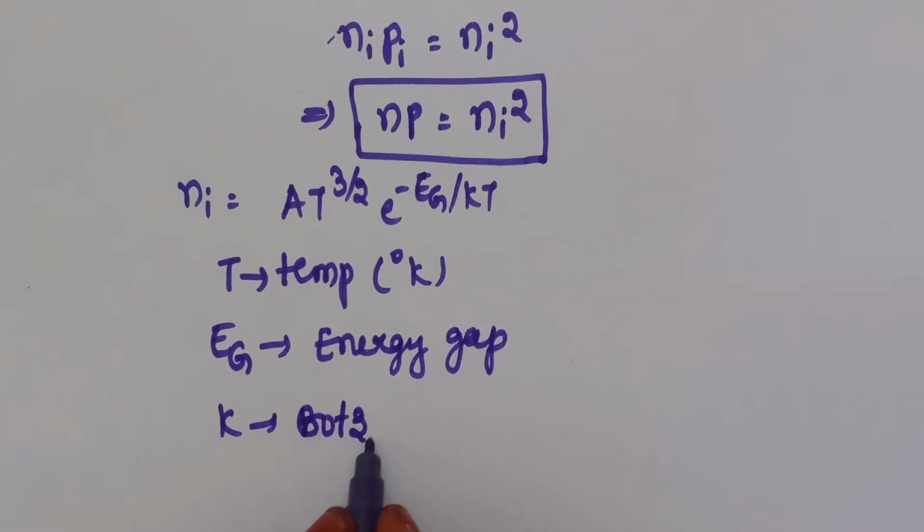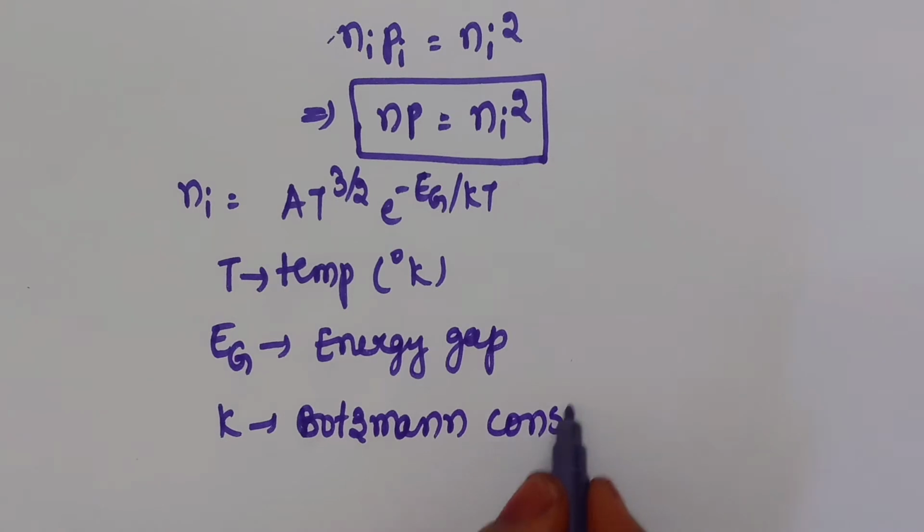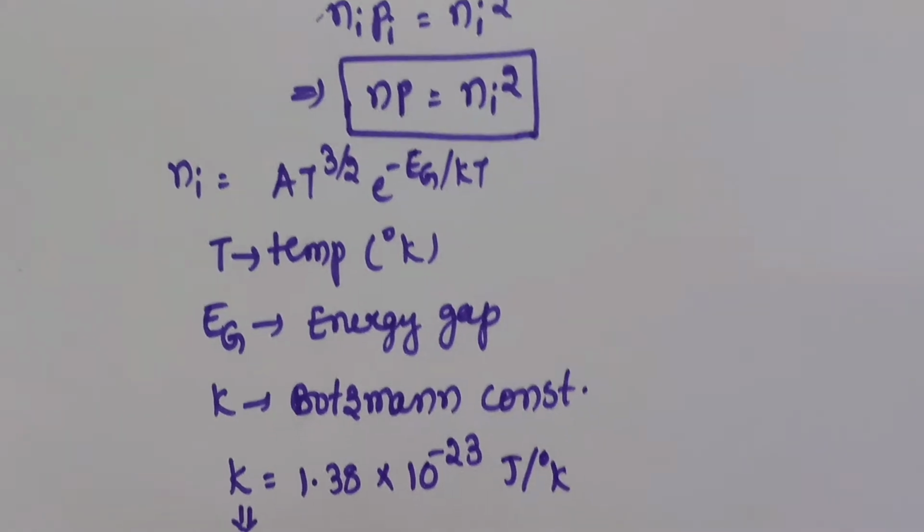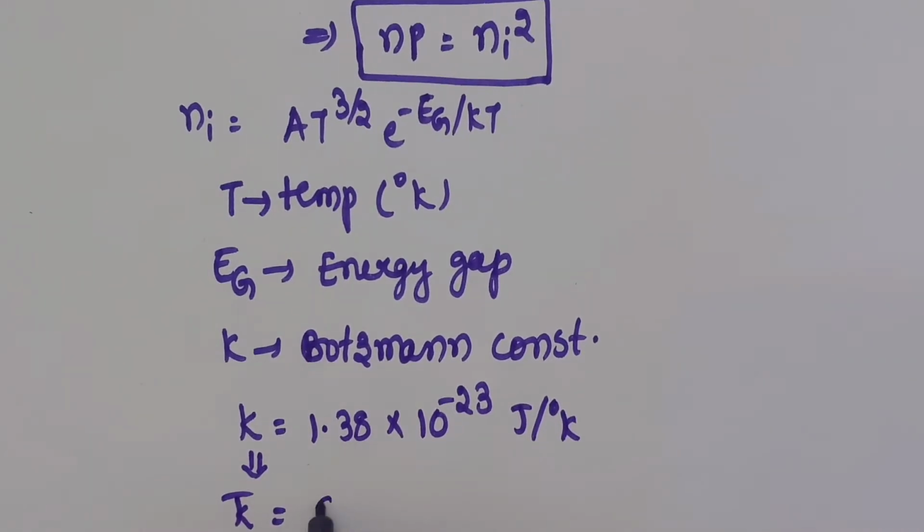The value of k is equal to 1.38 into 10 to the power of minus 23 joules per degree Kelvin. If we convert that into electron volts per degree Kelvin, then we get k is equal to 8.63 into 10 to the power of minus 5 electron volt per degree Kelvin.